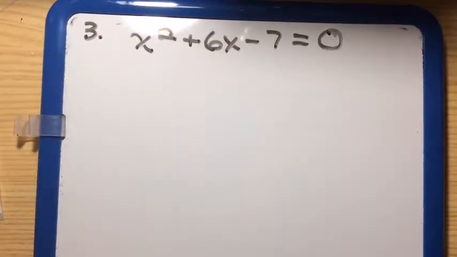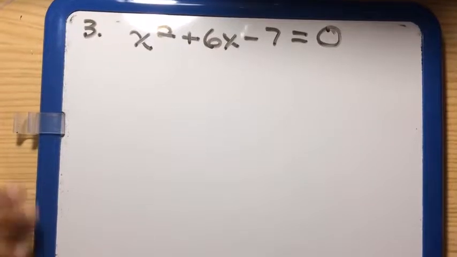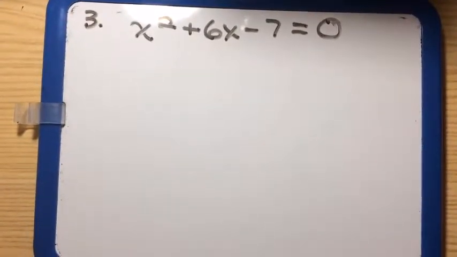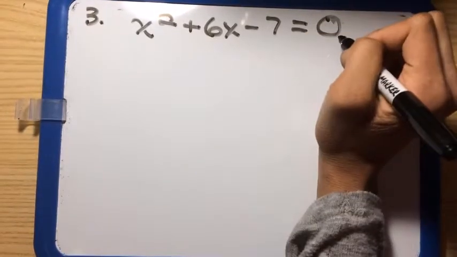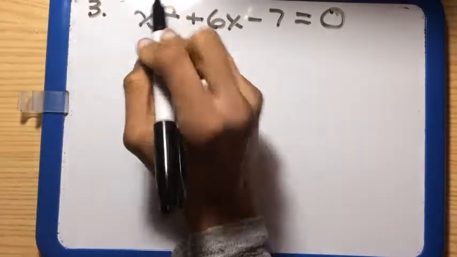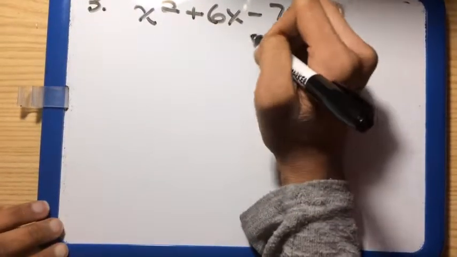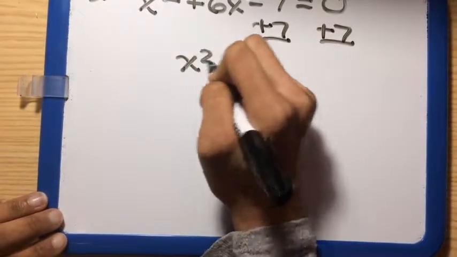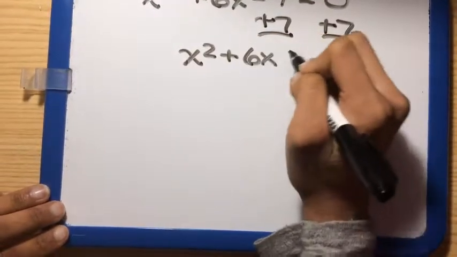My third example is converting standard form that is not a perfect square to square form. We're going to use the completing the square technique. The first step of completing the square is to get ax squared plus bx on the left side. So we're going to add 7 to both sides. We get x squared plus 6x is equal to 7.